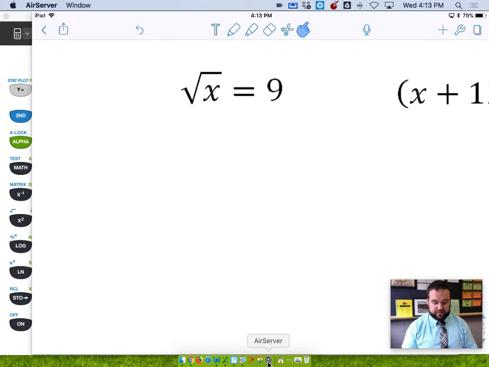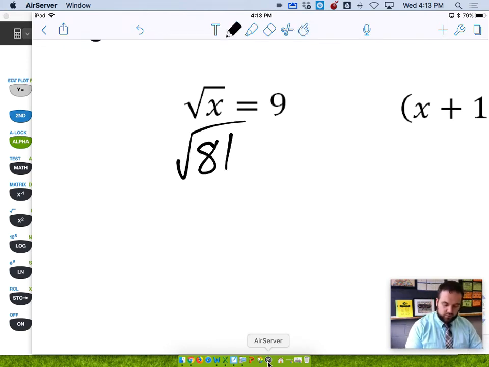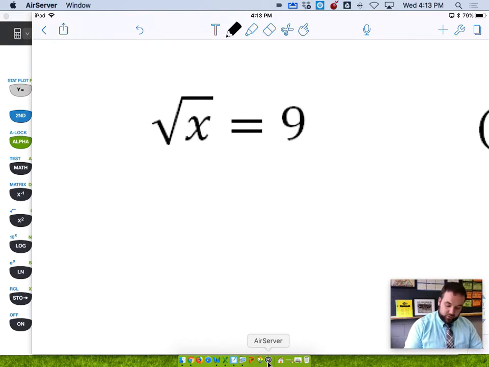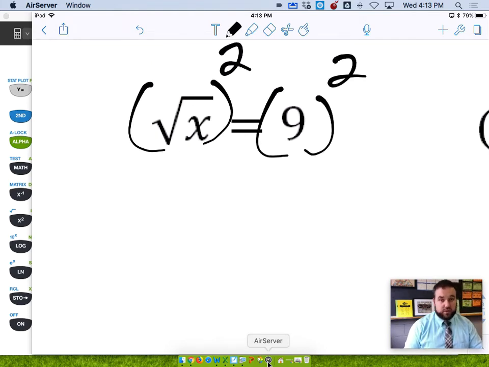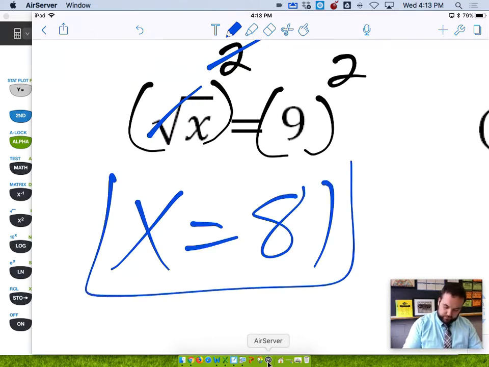If I have the square root of x equals 9, most of us would know that I can just plug in 81. I know the square root of 81 is equal to 9, so then x must be 81. But if I didn't know that off the top of my head, in order to cancel out a square root, I'm going to square this, and I can do that as long as I square both sides of the equation. Here I end up with the square root canceling the power, x equals 81.